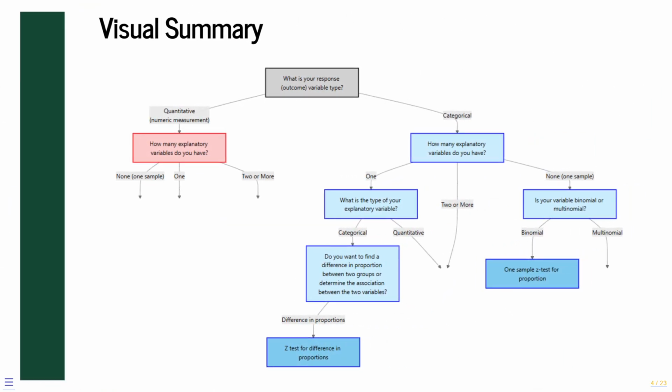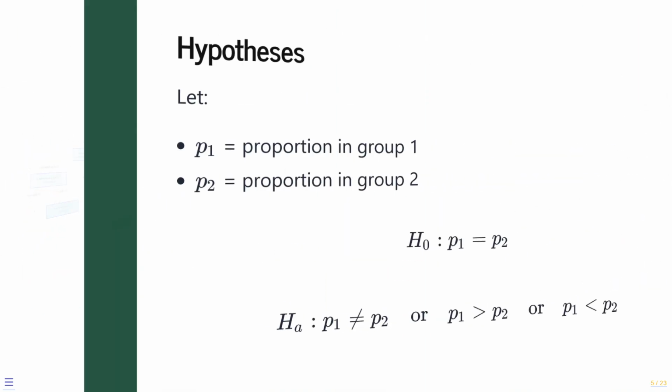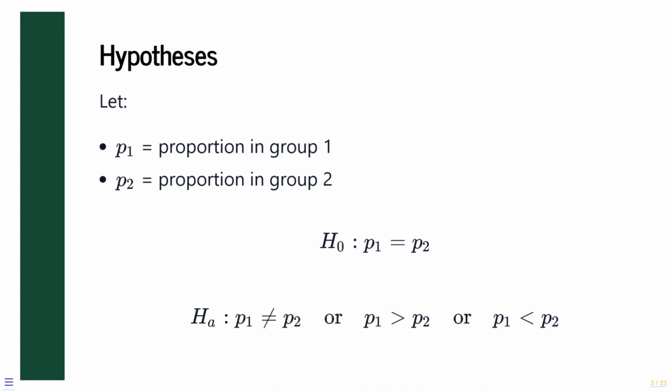This diagram shows the overall setup. We are comparing two groups on a binary outcome. Let P sub 1 and P sub 2 represent the population proportions for the two groups. The null hypothesis says the two proportions are equal, while the alternative may be two-sided, greater than, or less than.